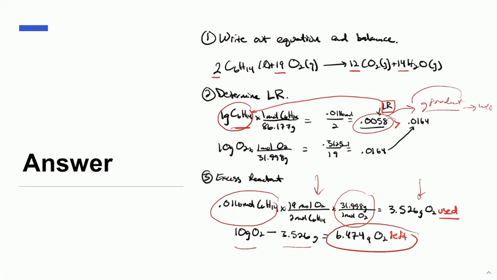You could have used the grams of product from the limiting reactant and then plugged it in here and done the same multiple ratio, except a multiple ratio between oxygen and the product instead of this one. But you should always get the same answer. It should come out the same. Your answer should be about 6.47, okay?